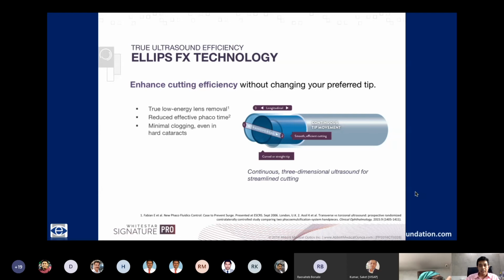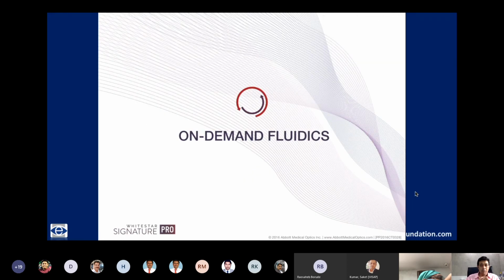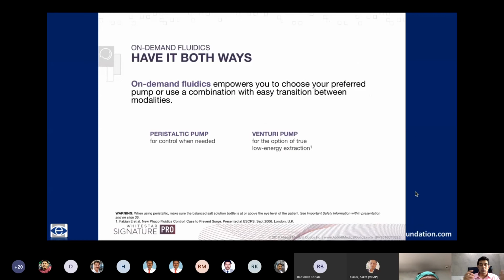This elliptical cutting also helps in reducing the amount of clogging because of its superior cutting efficiency, even when you are phacoing hard cataracts. And this I'll demonstrate in some of the videos subsequently. Probably one of the best advantages of the Signature Pro, and what is really unique to it, is the availability of on-demand fluidics. What on-demand fluidics means is the ability to switch between one type of pump, that is the peristaltic pump, to the Venturi pump on the fly as and when we choose, depending on the stage of surgery that we are doing, is, I think, a major advantage which the Signature Pro has.